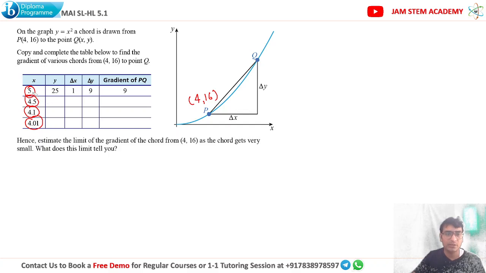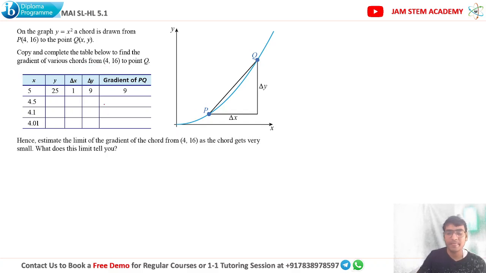Q is a moving point on this y equals x squared curve. Now they want us to find the estimated value of the limit of the gradient of the chord from 4 comma 16, meaning we are looking for the rate of change when P and Q are almost the same point, or we can draw a tangent line at that point, right? So we will start with the chord, and let's find the values of these.